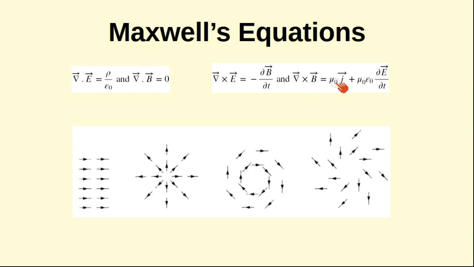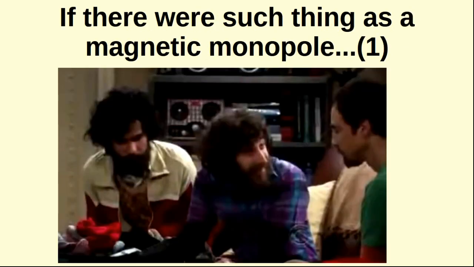Now you have mu naught, which is the permeability, with the current density, and then you have either mu naught epsilon naught or 1 over c squared, and the rate of change of the E field. So it's probably going to be best represented by that image there. It looks complicated, but it does make sense when you look at the actual pictorial representations.